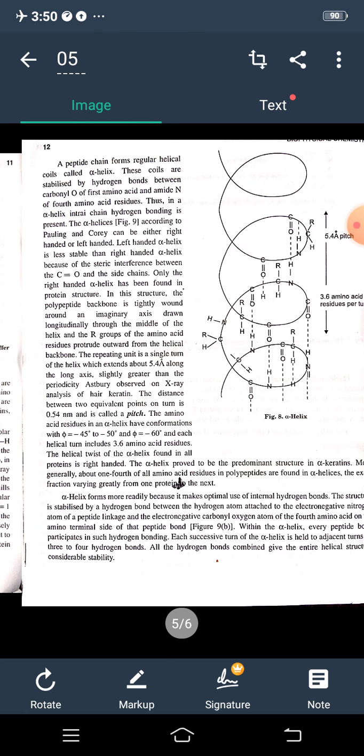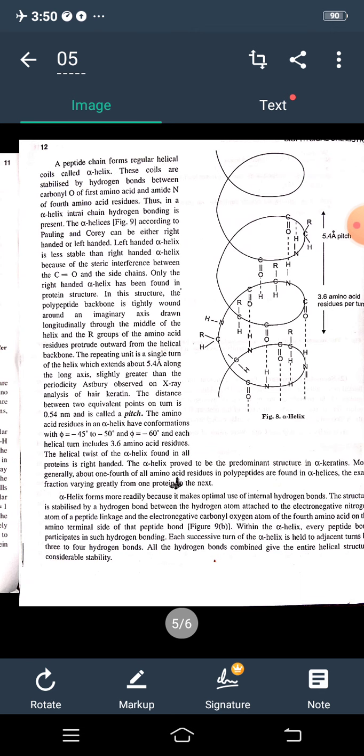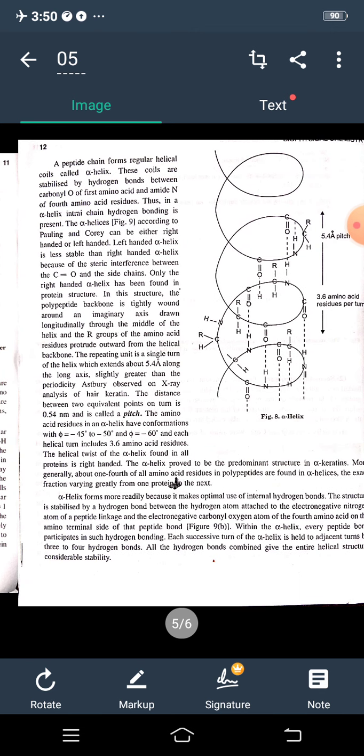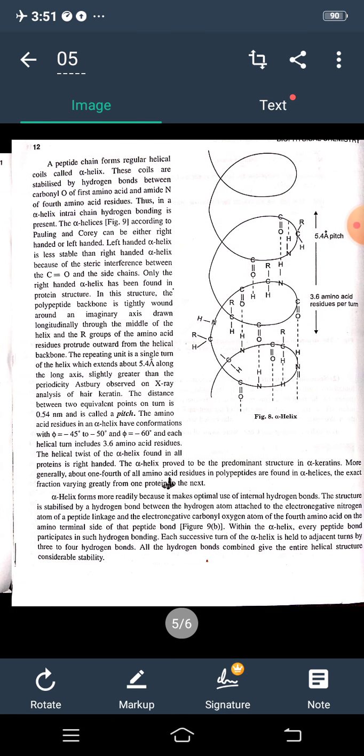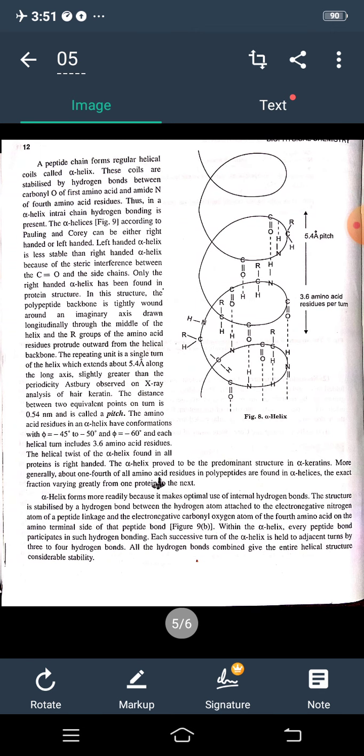According to Pauling and Corey, it can be either right-handed or left-handed. The left-handed alpha helix is less stable than the right-handed alpha helix because of steric interference between the carbonyl and the side chains. Only the right-handed alpha helix has been found in protein structure. In this structure, the polypeptide backbone is tightly wound around an imaginary axis drawn longitudinally through the middle of the helix, and the R groups of the amino acid residues protrude outward from the helical backbone.